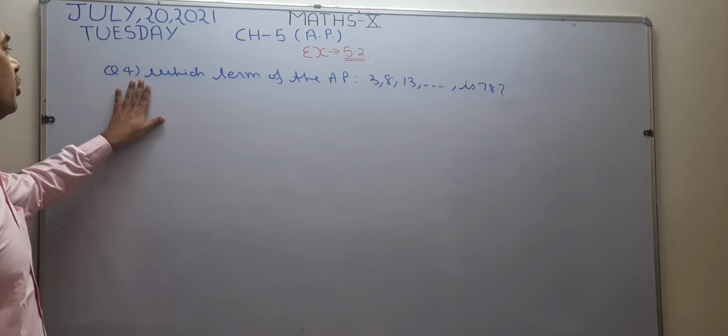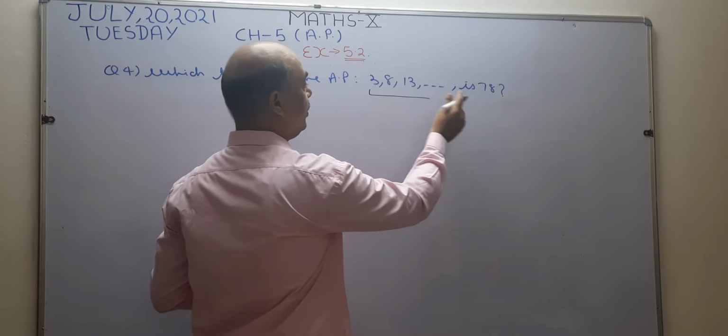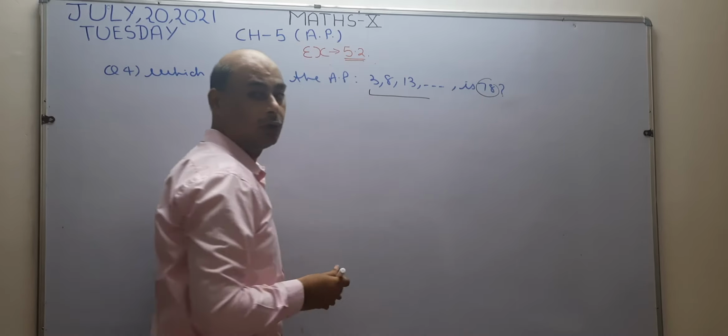Now I am going to solve the fourth question. Question number 4 of exercise 5.2. Which term of the AP? Now the AP is given. Which term of this AP is 78? We have to check 78 is which term of the AP. For example, this 13 is the third term, 8 is the second term, 3 is the first term. In the same way, 78 is which term?